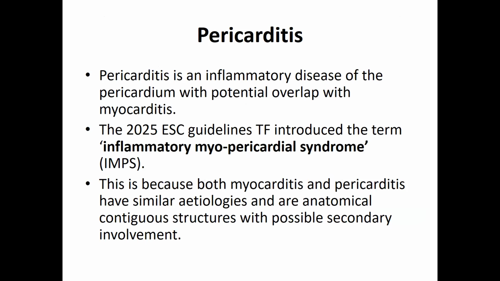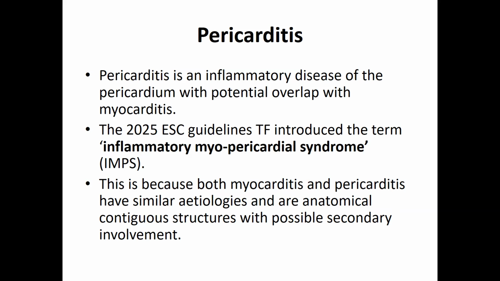I will start with pericarditis. Pericarditis is an inflammatory disease of the pericardium with potential overlap with myocarditis. That's quite an interesting observation, and there was a lot of focus on it in the recent 2025 ESC guidelines. The task force introduced a new term. As we have acute coronary syndrome and acute aortic syndrome, we now have acute inflammatory myopericardial syndrome. That's because they realized that myocarditis and pericarditis have similar etiologies and are anatomically contiguous structures with possible secondary involvement.